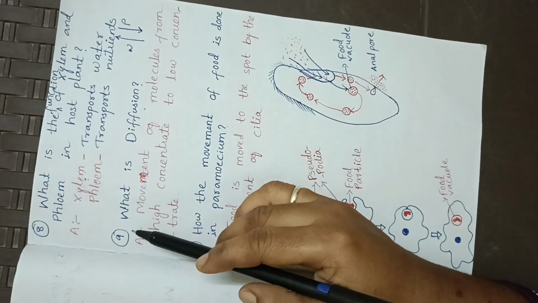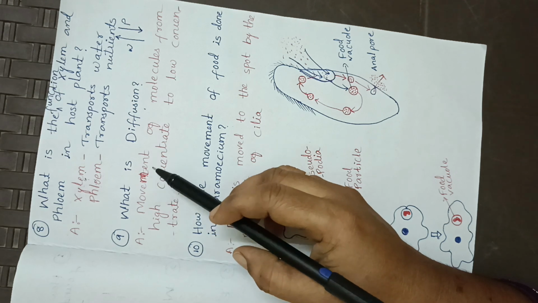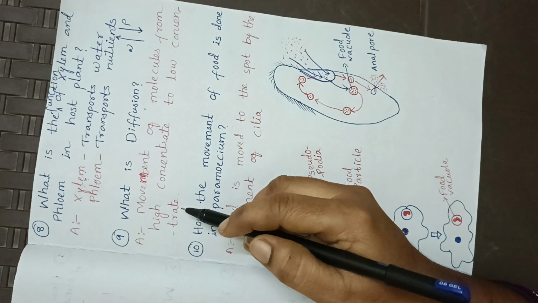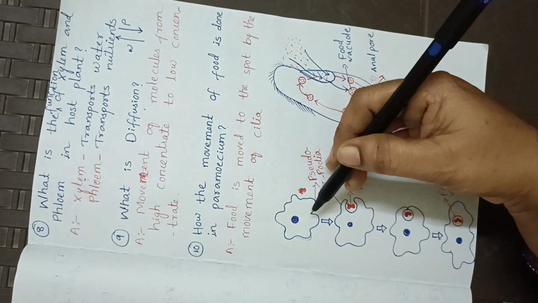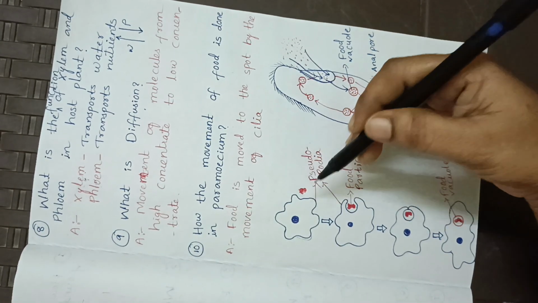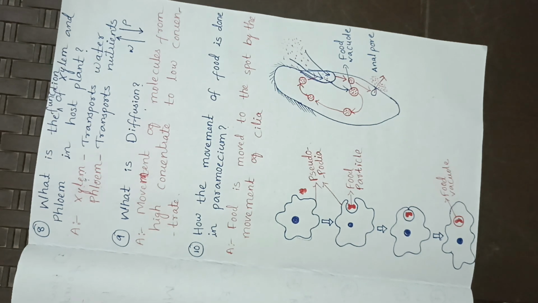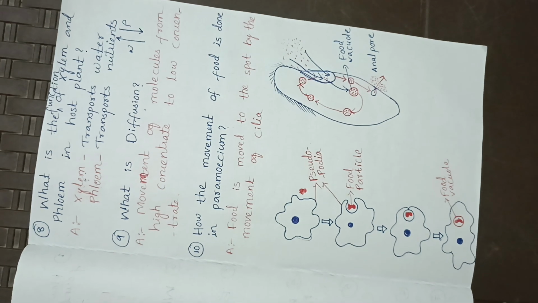Clear? The ninth question is, what is diffusion? Diffusion means movement of molecules from high concentration to low concentration. Why am I discussing diffusion in this lesson? Because in the amoeba body, the food molecules move from high concentration to low concentration. Inside of our body, there is a low concentration of the food. Outside of the body, there is a high concentration of the food.